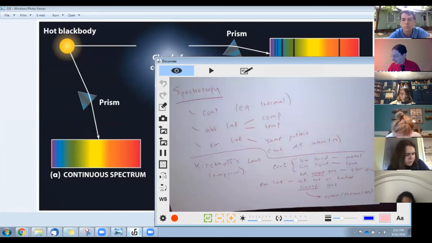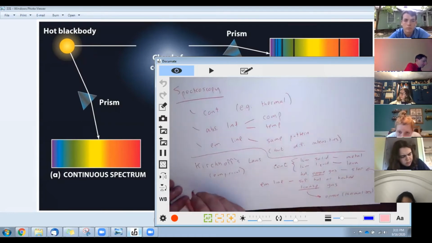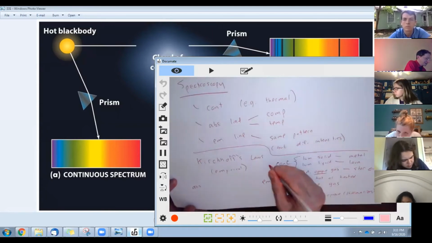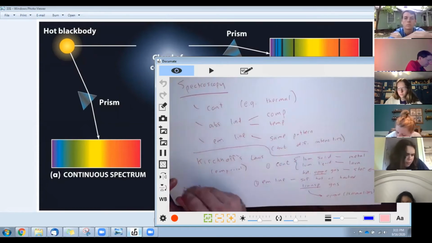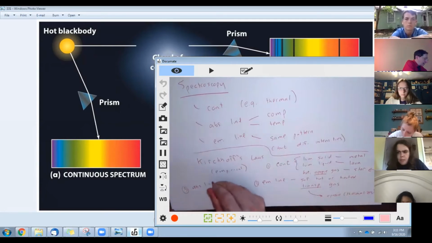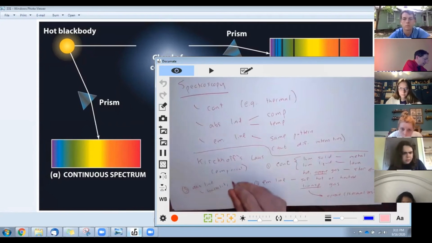And then the last case was the absorption line spectrum. I don't feel I made good use of my space on the paper, so this is kind of 1, 2, and 3, Kirchhoff's first, second, and third laws. Absorption line, you get that if you have a backlit, sufficiently cool, transparent gas.